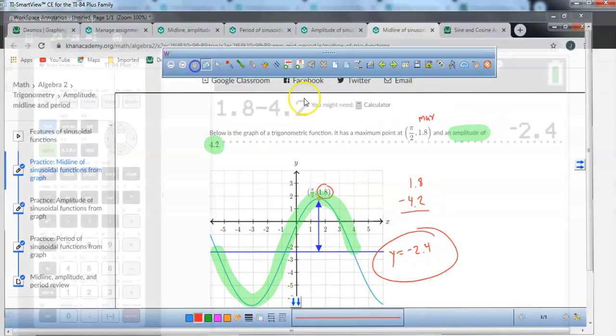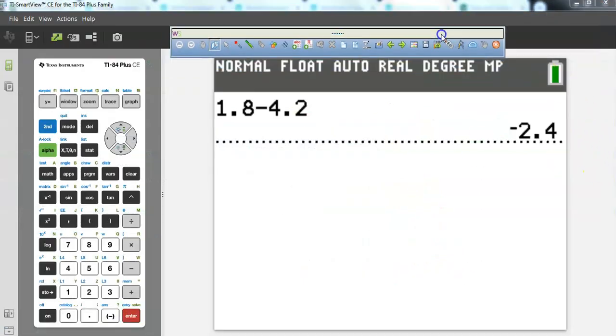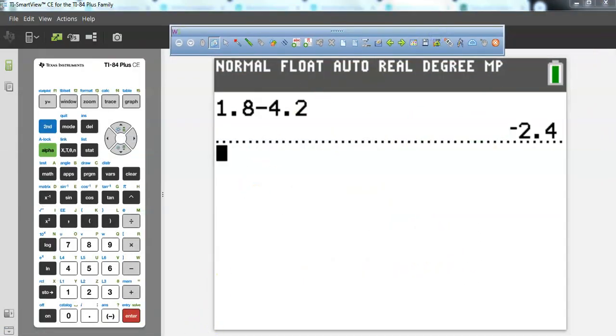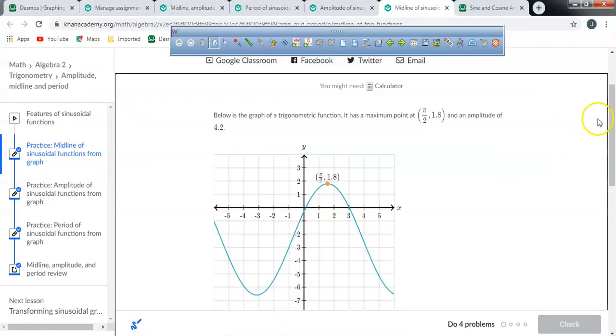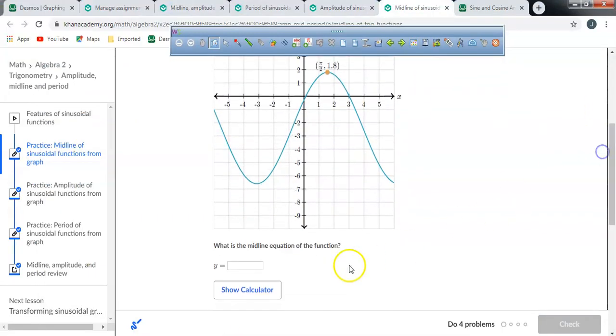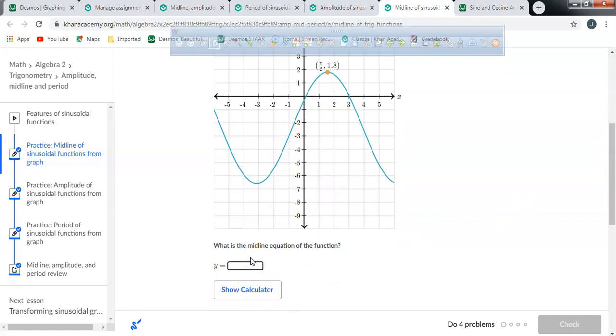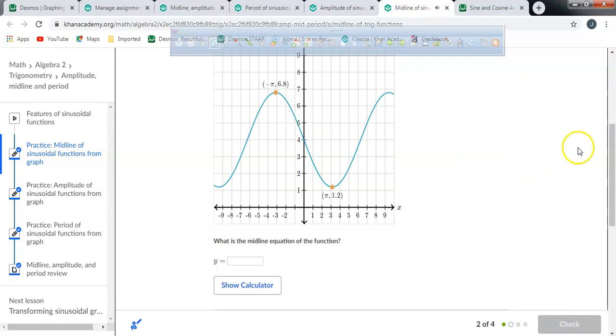So what are we going to do? Just type in y equals negative 2.4. All right, nailed it.